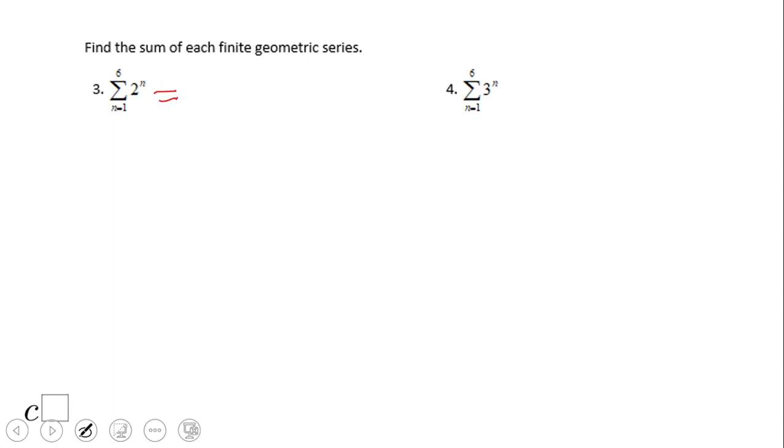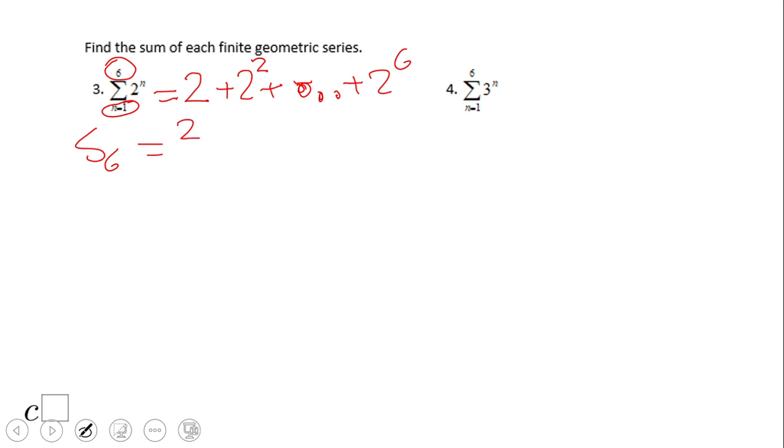This means if n is 1, we have 2, right? 2 to the first power is 2, n is 2, 2 to the second power, and so on. And the last term will be 2 to the 6th power. Of course you can evaluate this if you want, but we don't really want to do that in this case. We need to find the sum of the 6 terms. That is the good thing about sigma notation. We start from 1 in this case and go up to 6, so we have 6 terms.